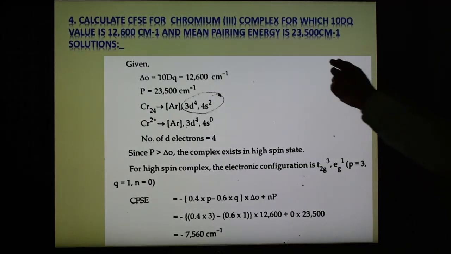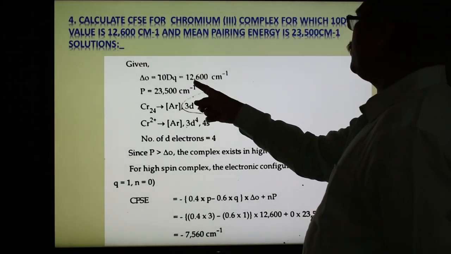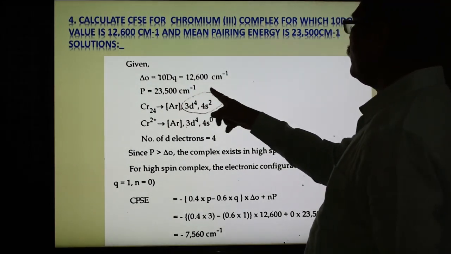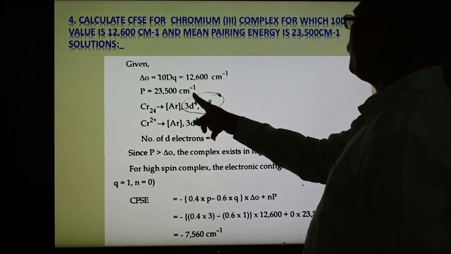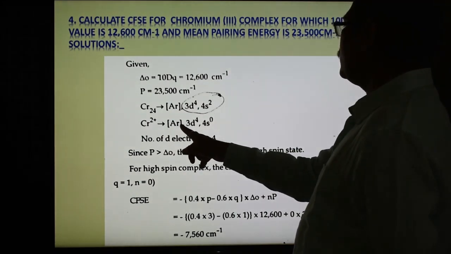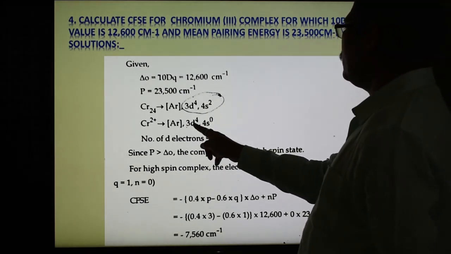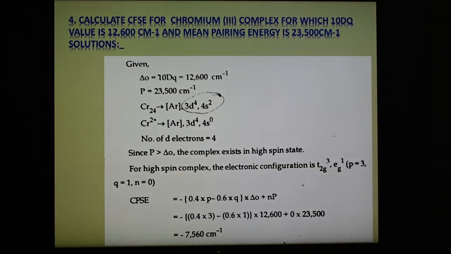Now another, fourth numerical: calculate the CFSE for a chromium 3 complex for which the 10 Dq value is given in cm inverse, and the mean pairing energy is also given. So here delta O equals 10 Dq, 12600 is the value given, and the pairing energy value is given. Chromium has atomic number 24, 3d5 4s1. For chromium 2 plus, 1 electron is lost from 4s and 1 from 3d, so 3d4 4s0, and the number of d electrons is 4. P is greater than delta O, therefore the complex exists in a high spin state.